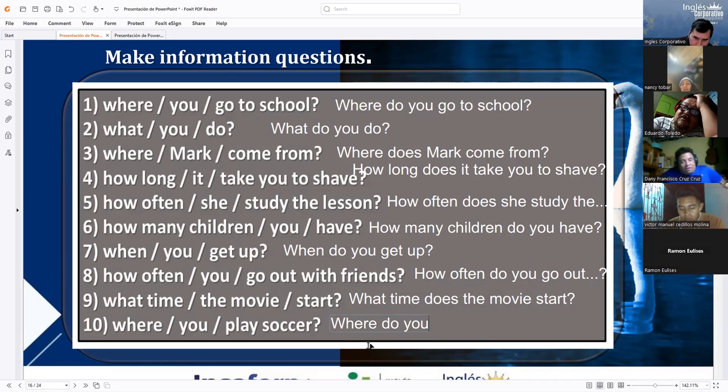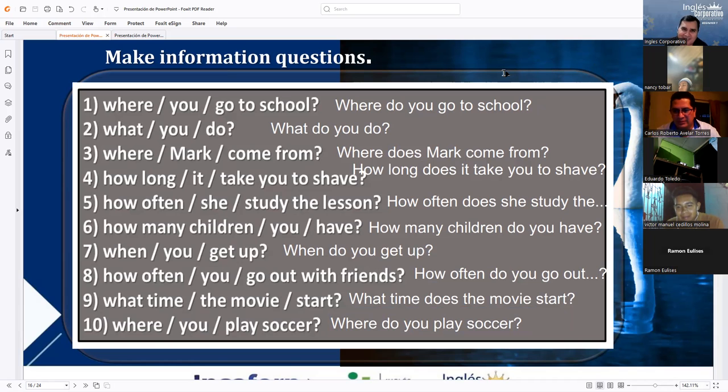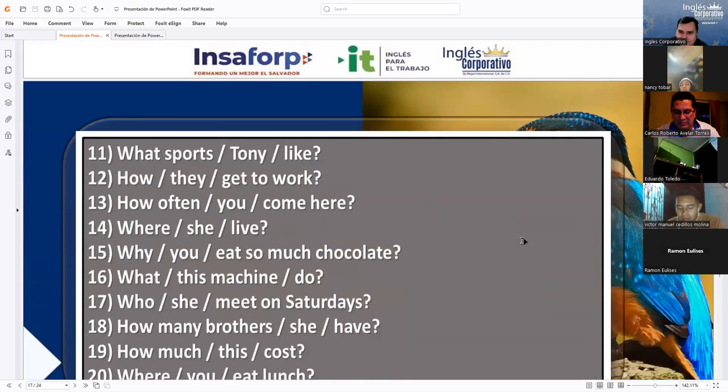Where do you play soccer? I play soccer in La Chapupo. Okay. Where do you play soccer? I play soccer in... What's the one in Santa Tecla? El Cafetalón, okay. Las Delicias, uh-huh. El Cafetalón, that's nice.